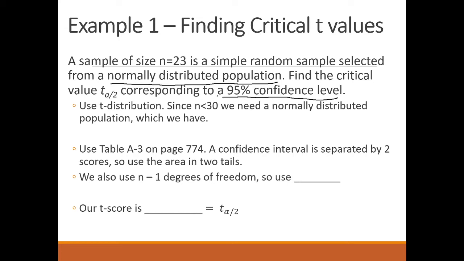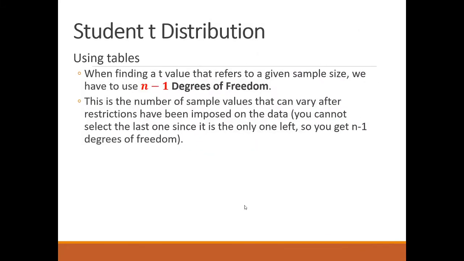So if I want my t-score here, what I would do is say, okay, I have 23 people. I'm going to subtract that from 1, and I'm going to get, whoa, that's not what I wanted to do. What the heck?